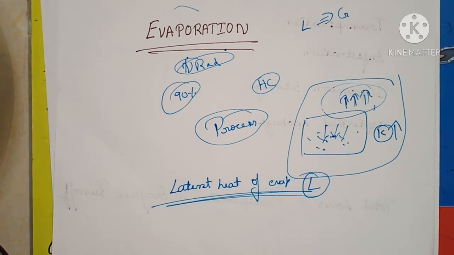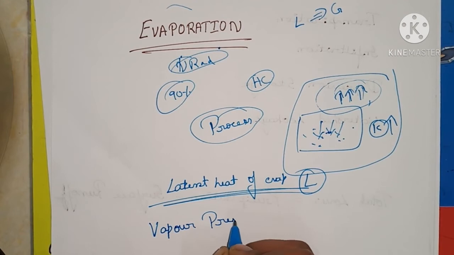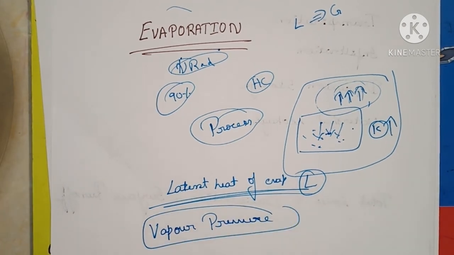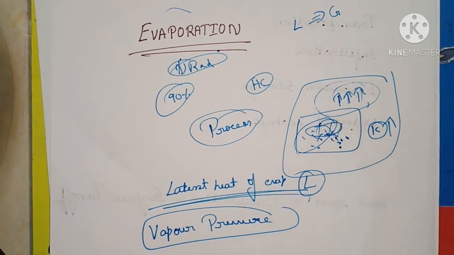Out of the total atmospheric pressure on the free surface, there will be some contribution by vapor molecules present in it. This partial pressure exerted by the vapor is called vapor pressure. We have one more concept in evaporation called vapor pressure. In the total atmospheric pressure on this free surface, there will be some contribution of vapor molecules. With the atmospheric pressure, the pressure of the vapor molecules will also be contributed. That pressure is called vapor pressure.